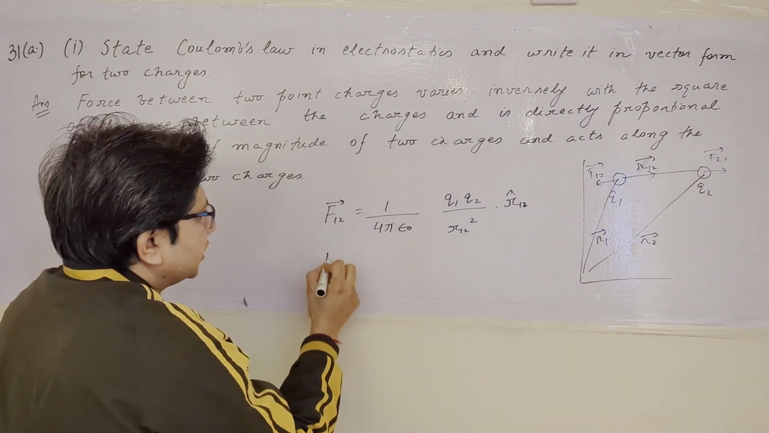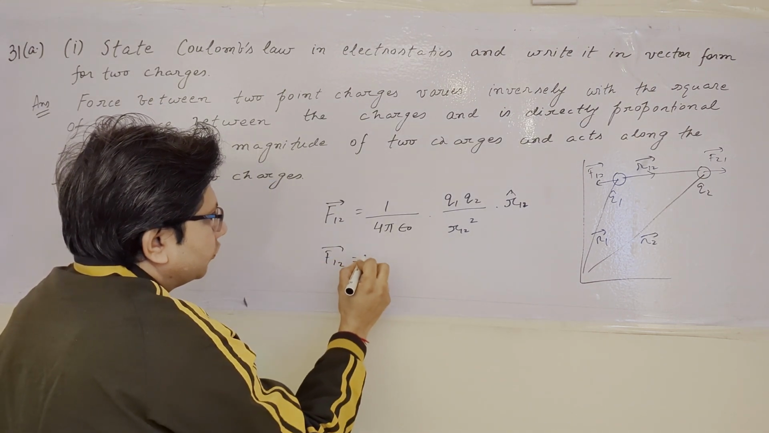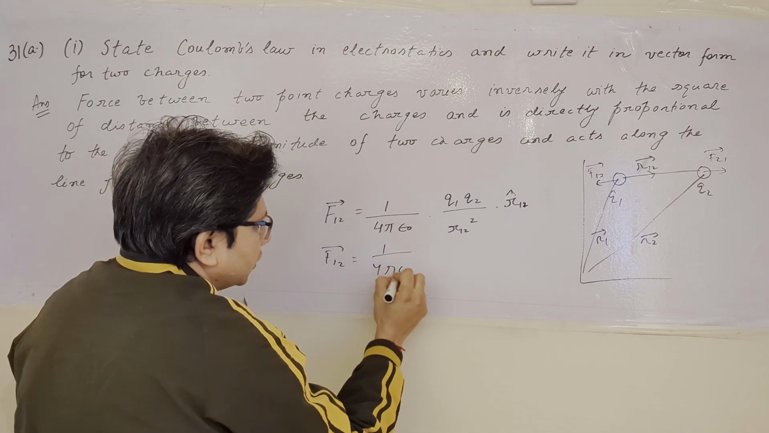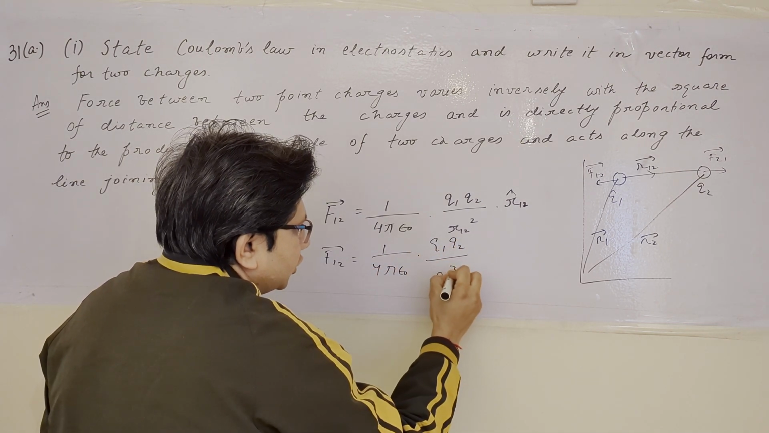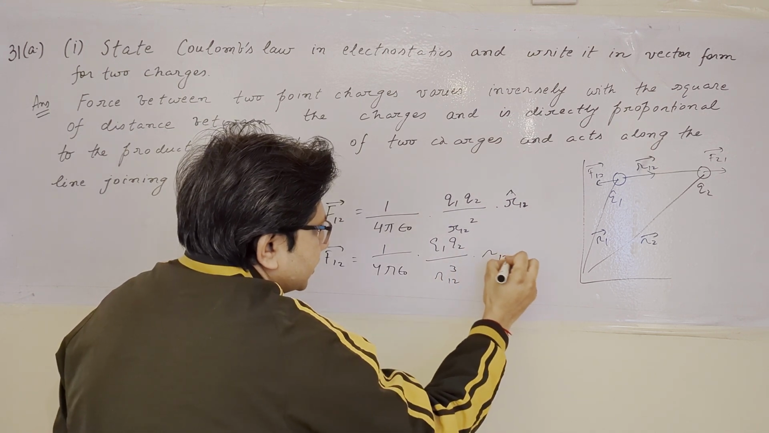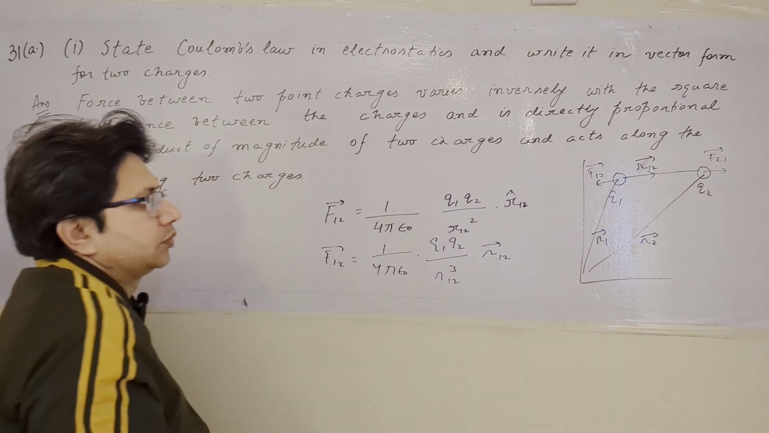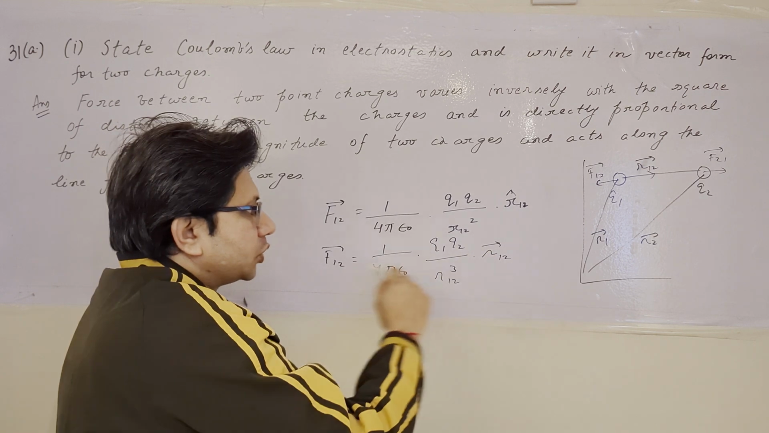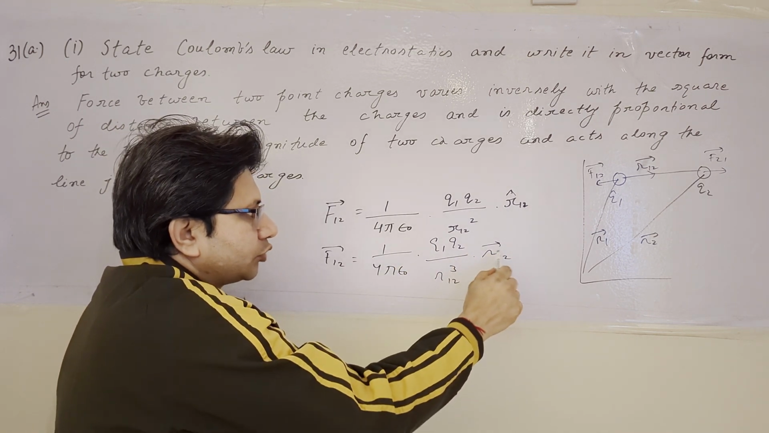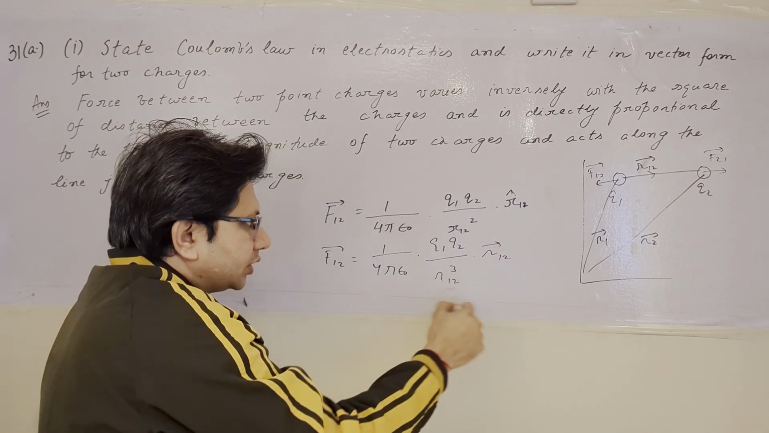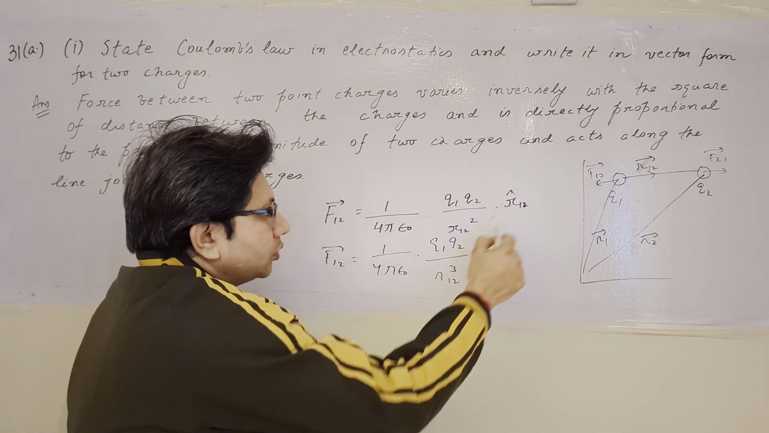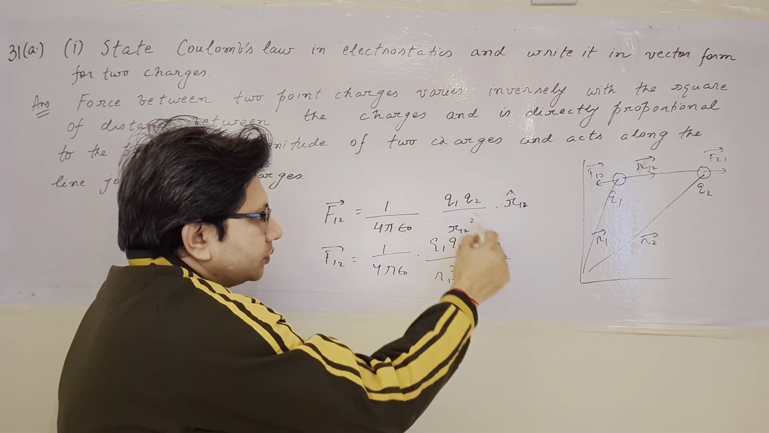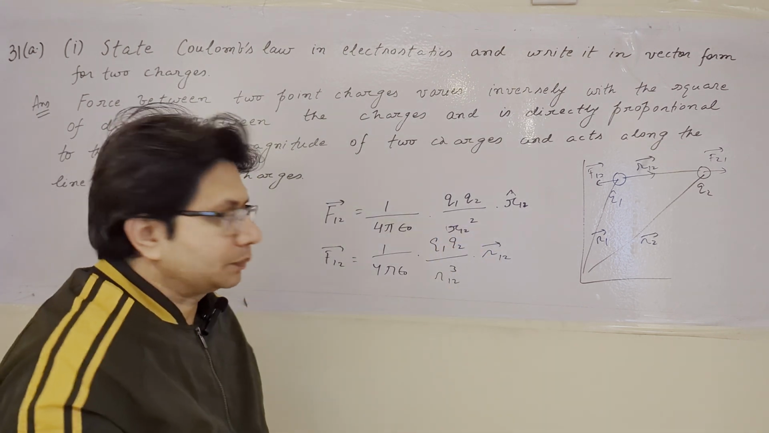We can write this equation in alternate form as F12 equals 1 upon 4 pi epsilon naught q1 q2 upon R12 cube, and here is the R12 vector. So if we write the equation using the full vector R12, then we have to make it R12 cube. But if we are writing it with the unit vector, then in the denominator there is R12 square.